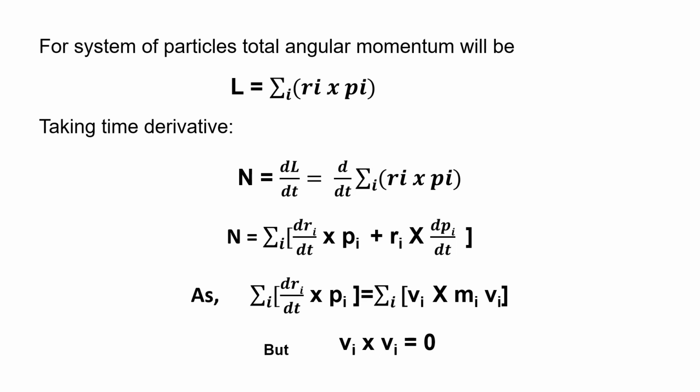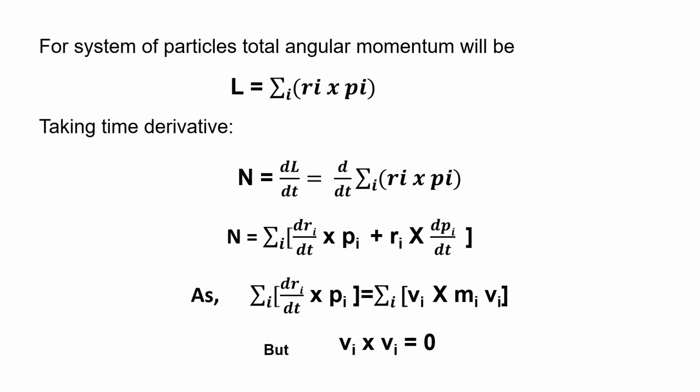So capital L is equal to summation over i of ri cross pi. You have to keep in mind that these i are for the ith particle and should be written in the subscript. They are not in multiplication. So we have to solve the above equation, dL over dt should be equal to torque. Now differentiating the above equation, dL over dt, we can write dL over dt is equal to N, and that is torque, that is equal to d by dt of summation over i of ri cross pi.